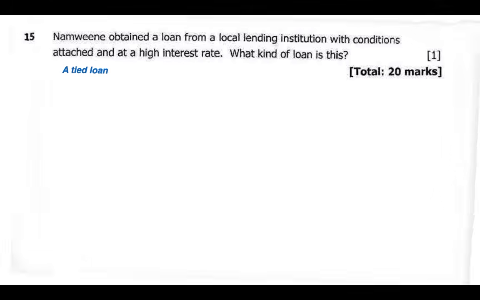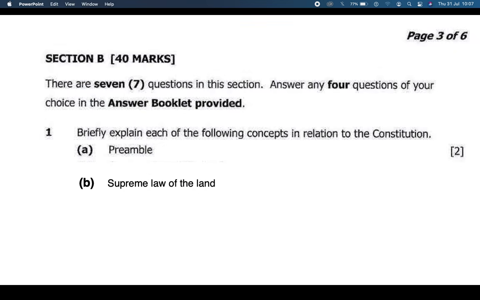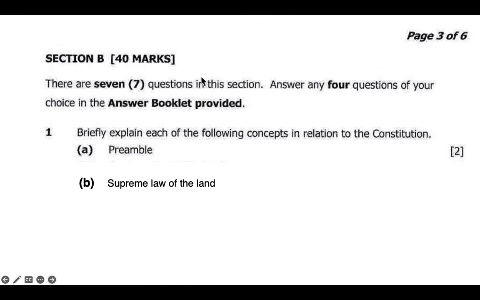So we go to section B. In section B we are given some questions. This is 40 marks, but we'll do one part of it and then the other one we'll do in time. So in here, the examiner went on to state there are 7 questions in this section. Answer any 4 questions of your choice in the answer booklet provided.